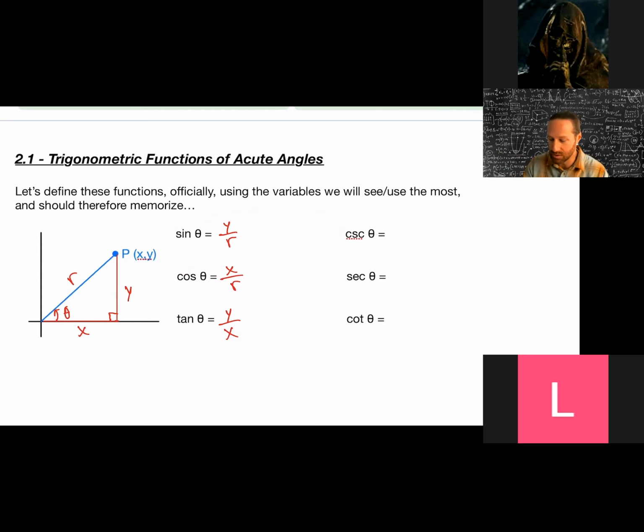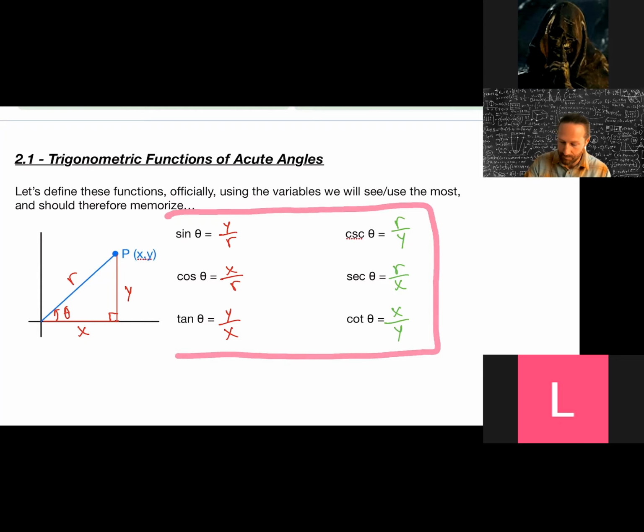So the sine and the cosecant, which would therefore be r over y. The cosine and the secant, r over x. And tangent and cotangent, the easiest pairing, x over y. All right, is this anything new? Nope. Nope, I agree. But again, you need to memorize especially these three, because if you know those three, then these three are easy.